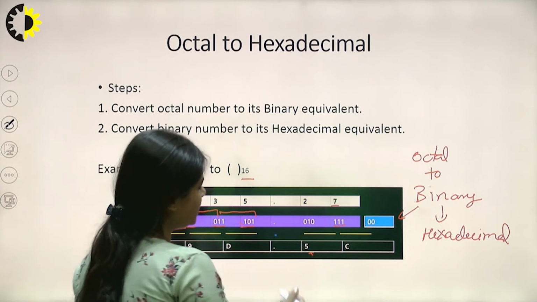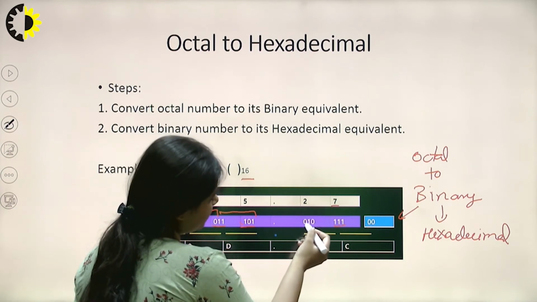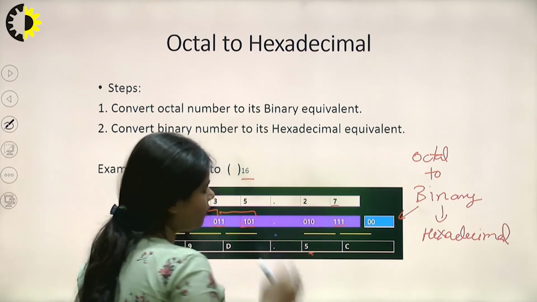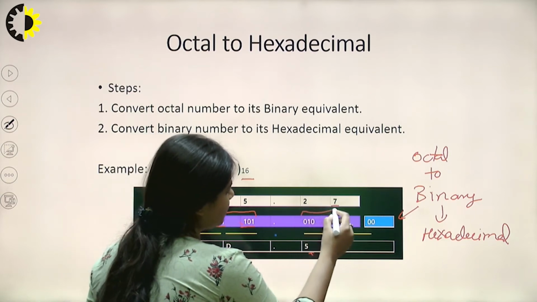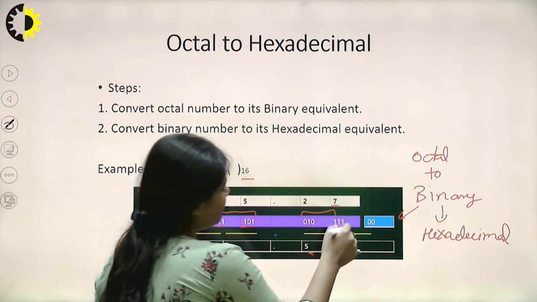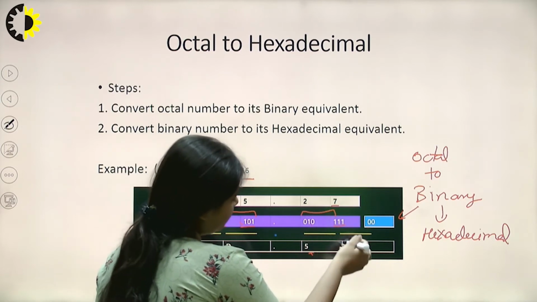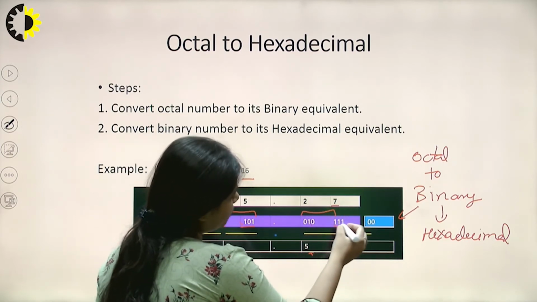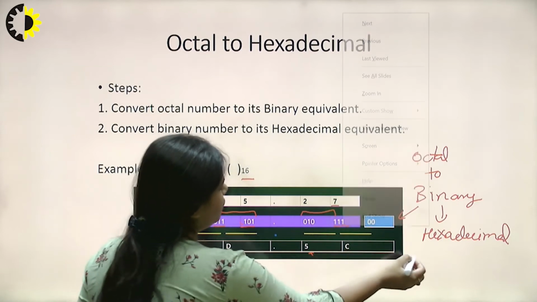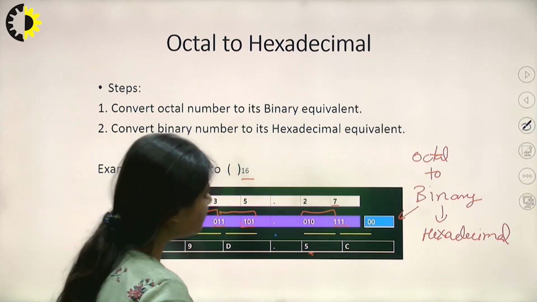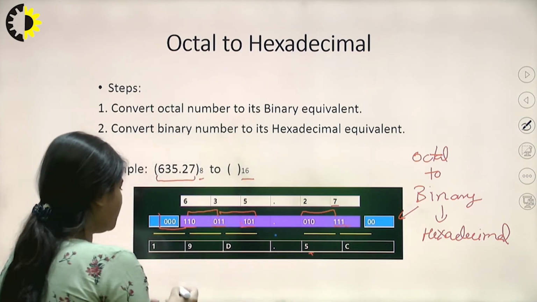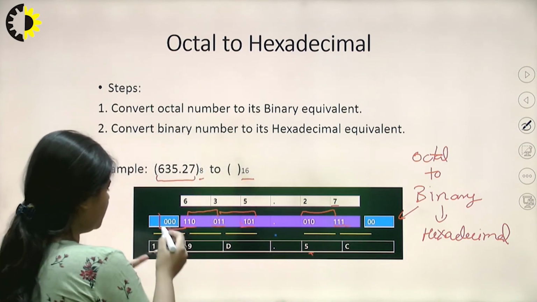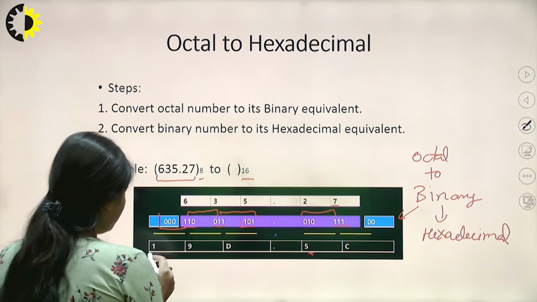Now here we can see that in binary we have 010, and now we have to make a group of 4 digits. So 010 and this one. Okay, now we have 11 left. So we have to make a 4-digit group. How will we make it? We will add some zeros over here. Now the first group is 0001, which in binary is basically 1.